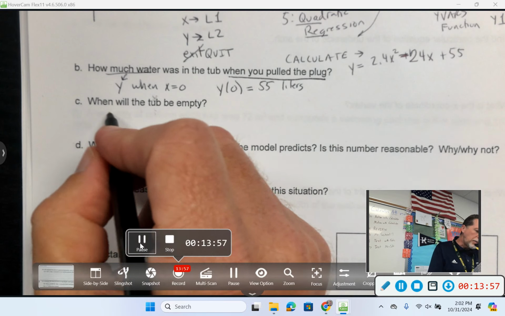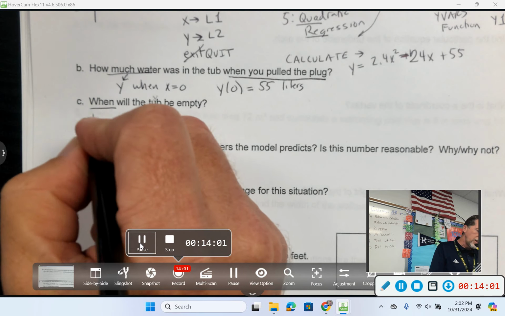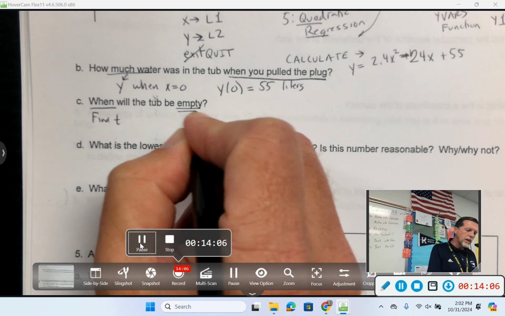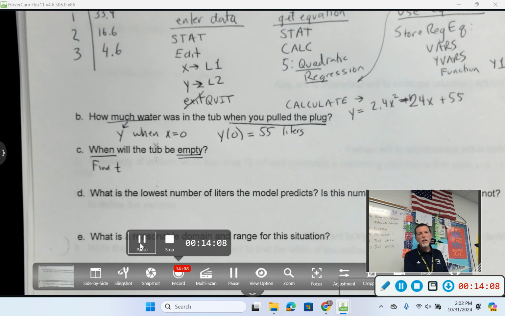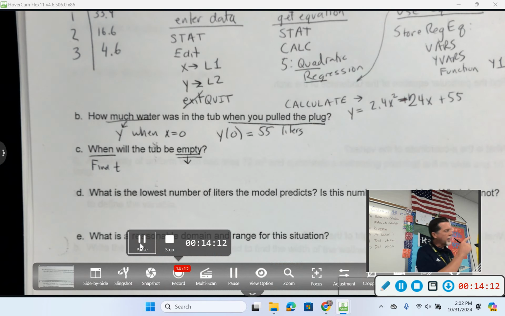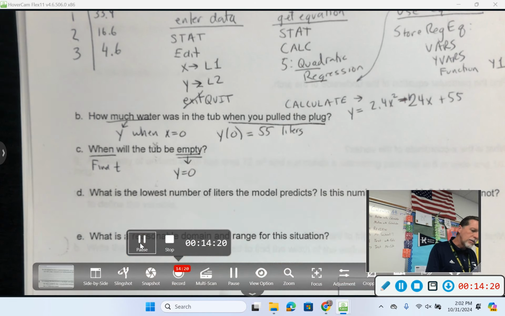When will the tub be empty? So when is a time question. How will I know when the tub is empty? Well, x is time. You're on the right track, though. When y is 0, because y is how much water there is. So I want to find time when y equals 0.